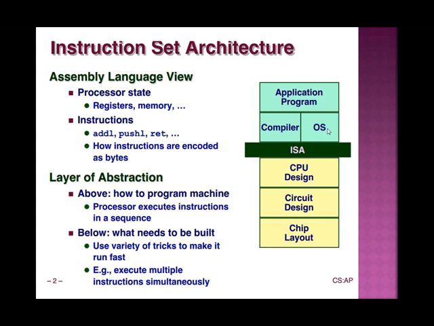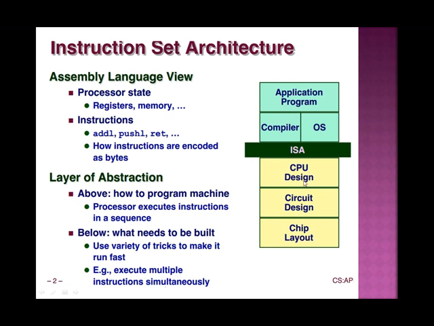Next is your below, that is below the ISA. It shows what needs to be built. It uses a variety of tricks to make it run faster. These provide a variety of methods by which the ISA or processor works faster so that it can execute. For example, it can execute multiple instructions simultaneously. Simultaneously means at the same time.